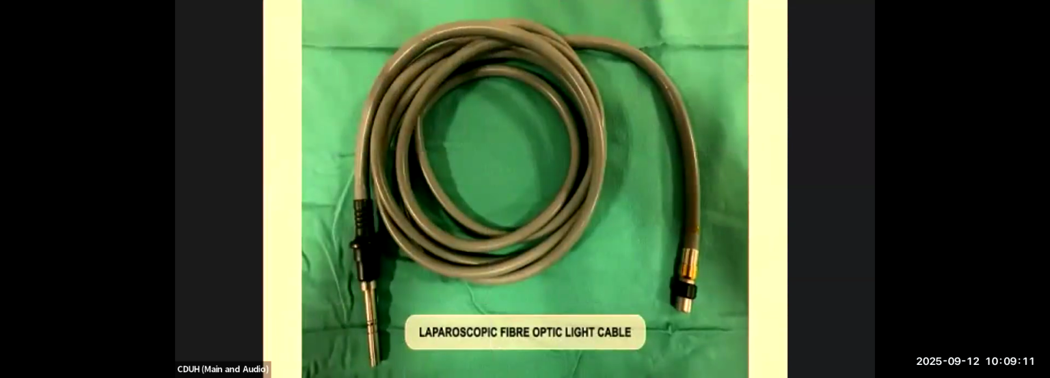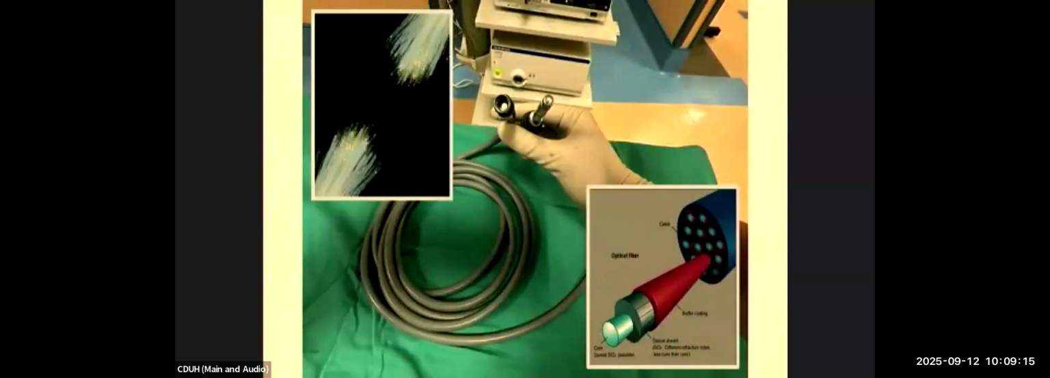Next is a laparoscopic fiber optic light cable. This is how it looks, okay? The laparoscopic fiber optic light cable. And inside it is all made of fiber optics. And when you connect it and light it up, this is how it looks.